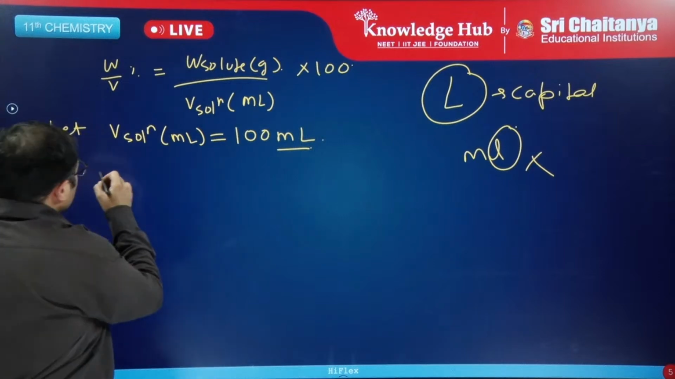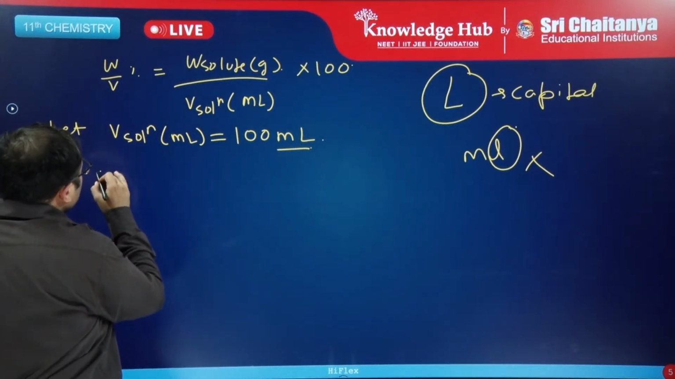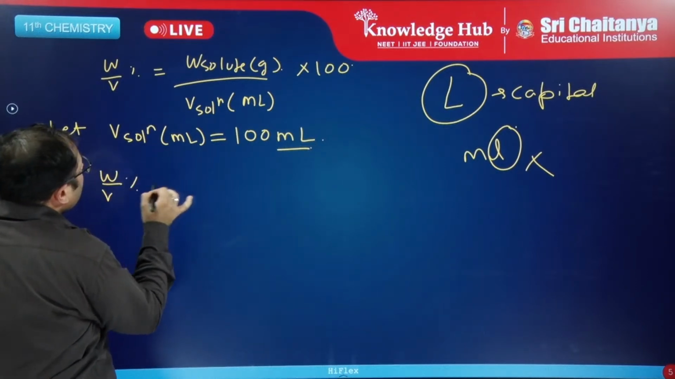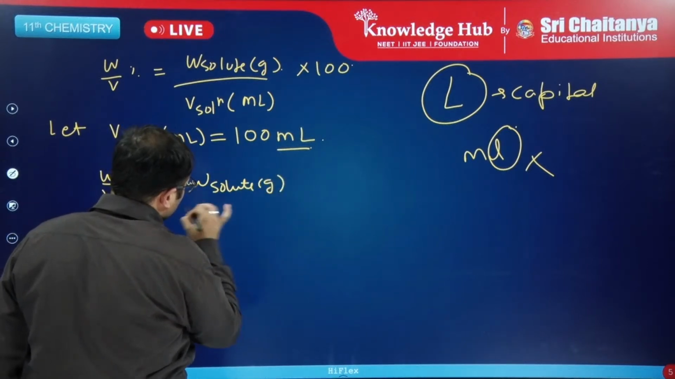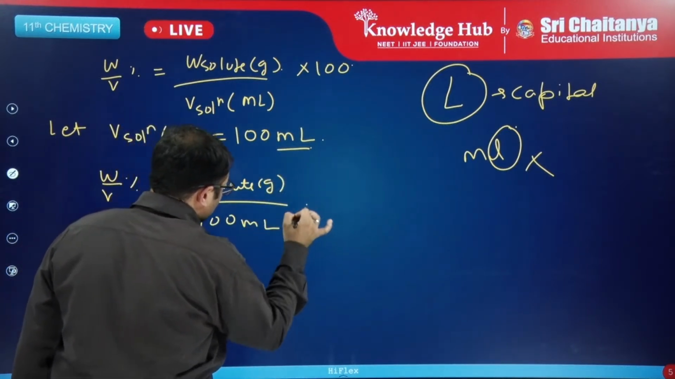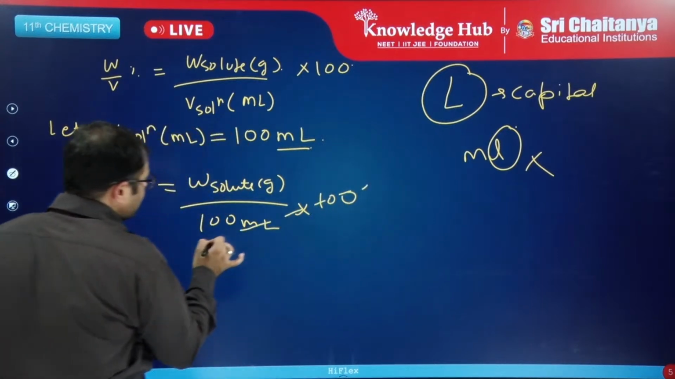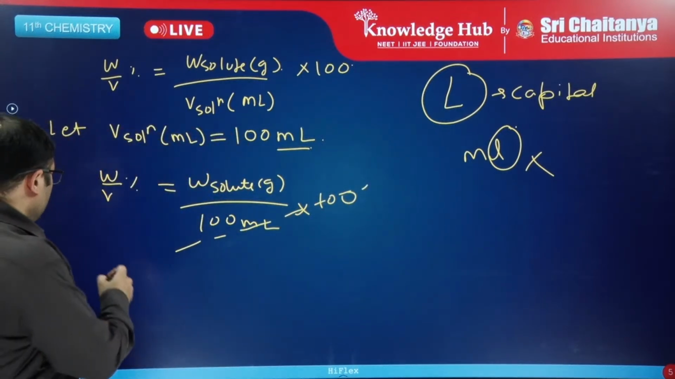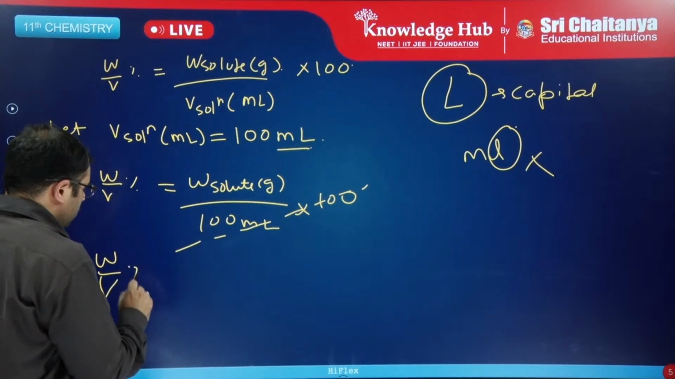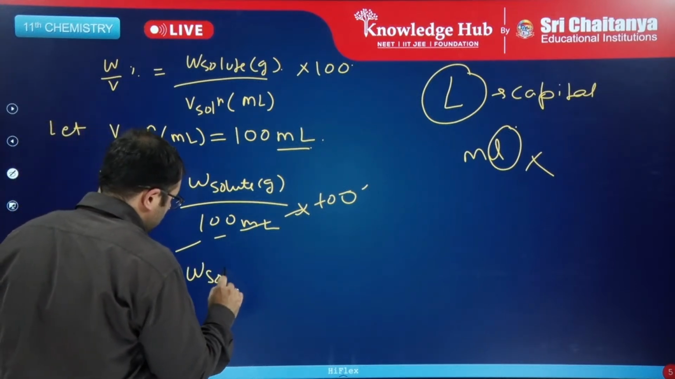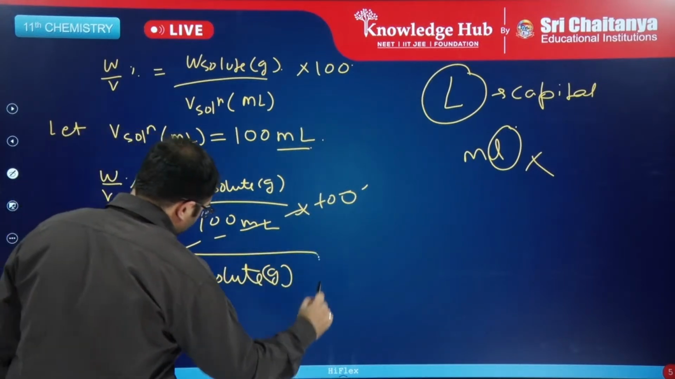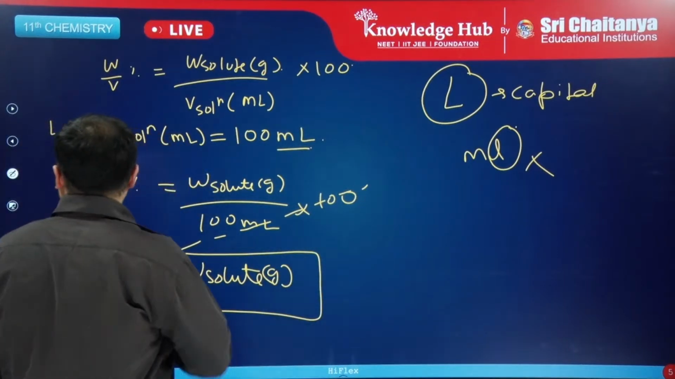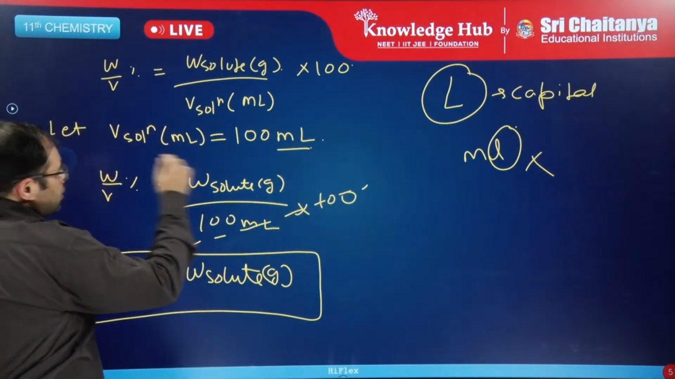If you let the volume of solution be 100 mL here, this gets cancelled out, so you have the weight of solute in grams. So how do we define it? See, in physics you will learn and you will see that we define things like this.